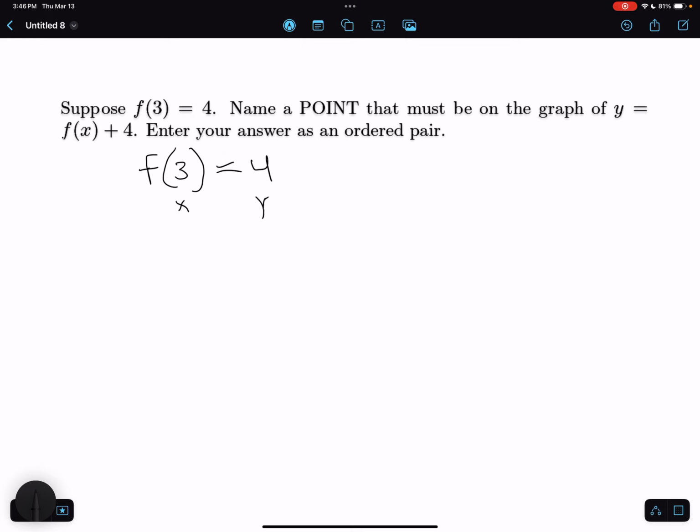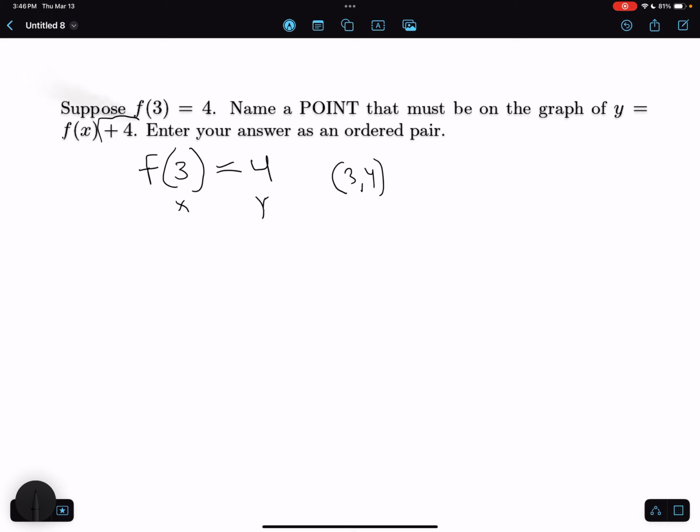So basically what they're saying here is they're telling us that the point (3, 4) is on the graph of the function, because we know that when the input or x-axis is set to 3, we get a y-axis of 4. (3, 4) on the graph. It makes sense that would be a point on the graph of the function. So now they want to know, name a point that must be on the graph of y equals f of x plus 4. So it's the same exact function, but we're doing something different.